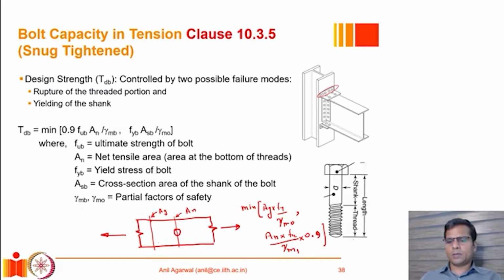Gamma m1 is basically provided as an additional factor of safety, which has a higher value than gamma m0. Generally it was taken as 1.25, and then an additional factor of safety of 0.9 was used. Exactly the same concept can be utilized while designing a bolt in tension.